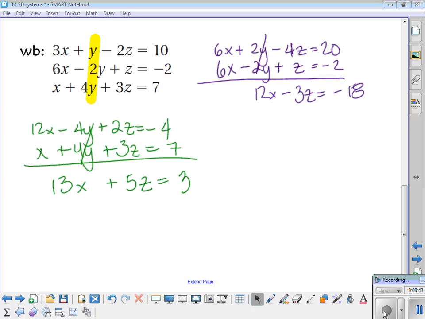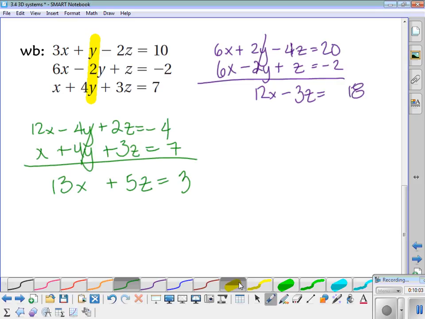Okay, so when you guys combine the first 2, did you get 12x minus 3z equals positive 18, not negative 18? Did anybody get that equation? Yeah? Okay. And then I combined 2 and 3. Did anybody else combine 2 and 3? All right, did you get 13x plus 5z equals 3?